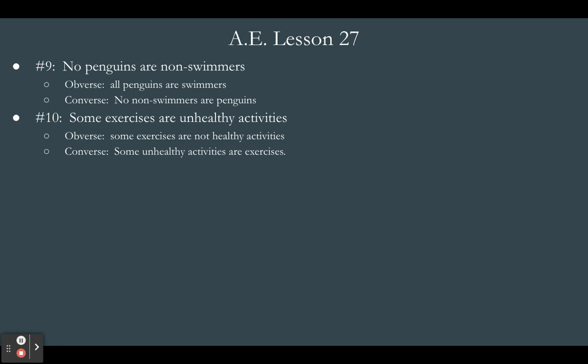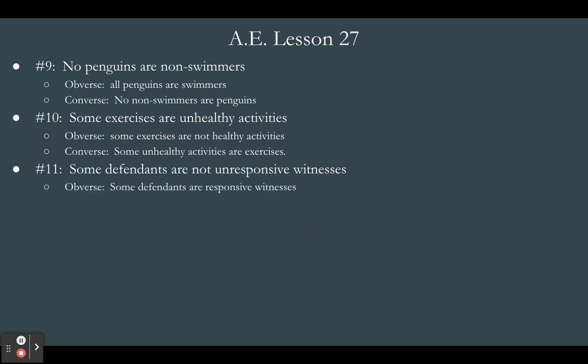Number 11, some defendants are not non-responsive witnesses. That was hard to say already. So the obverse would be some defendants are responsive witnesses. So we have switched the quality, that's where the not went. And then we negated the predicate, giving us non-unresponsive. And so again, in this case, they canceled each other out.